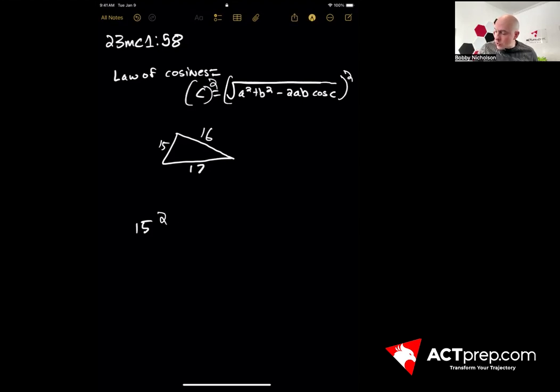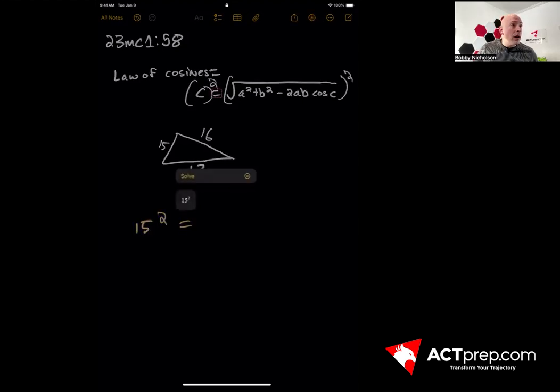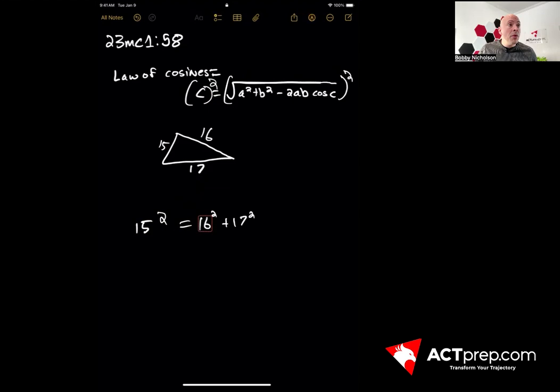So it's just 15 squared is equal to A squared, which we can either have 16 or 17. It doesn't matter. They have 16 first and 17 second. Those are just the ones that we're not solving for. 2AB, AB is just going to be 16 and 17. It's just the two sides that we're not solving for. And then cosine C. In this case, they just put an A there, but it's still just this angle that you're solving for, which gives us answer K.